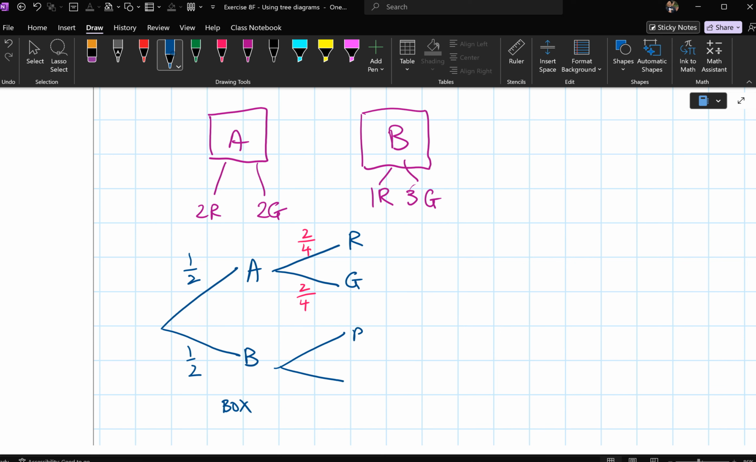Options are, again, you can get a red or you can get a green. What's the chance of getting a red in box B? Box B, so there's 1 red, so it's 1 out of, is that 3? Yes, that's 3 greens, so 1 out of 4, that is correct. So you got 1 out of 4 chance of getting a red, and then what's the chance of getting a green?